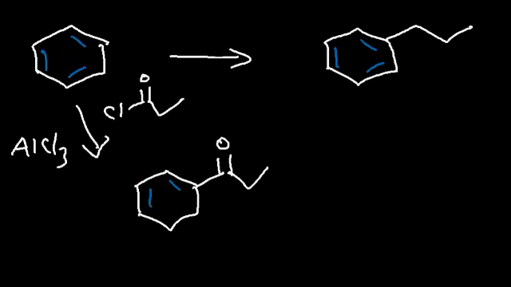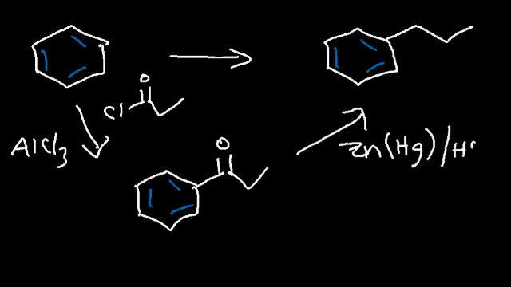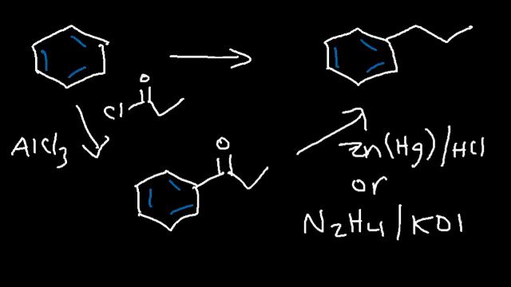And once we have this ketone, we can reduce it into an alkane using the Clemmensen reduction, which is a mixture of zinc, mercury, and HCl. Or we can use the Wolff-Kishner reduction, which is hydrazine and an alkaline solution of potassium hydroxide or sodium hydroxide. Hydrazine can be written this way as well. You might see it as H2N-NH2, or N2H4.